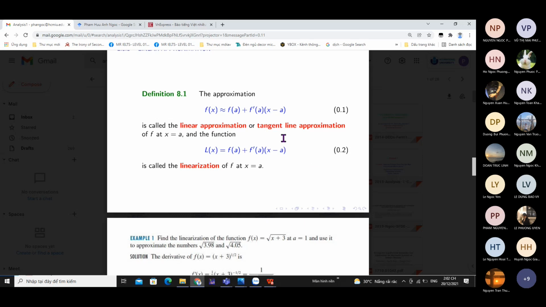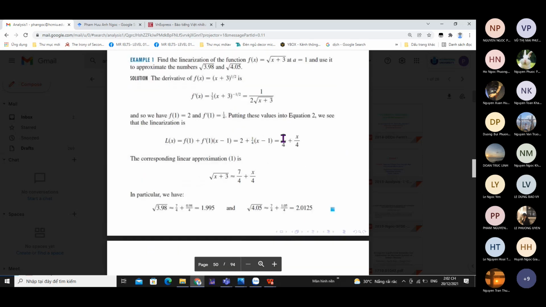So here, let me give you an example. We want to find the linearization of the function f of x given by the square root of x plus 3 at a equal to 1, and then we use it to approximate the numbers square root of 3.98 and square root of 4.05.